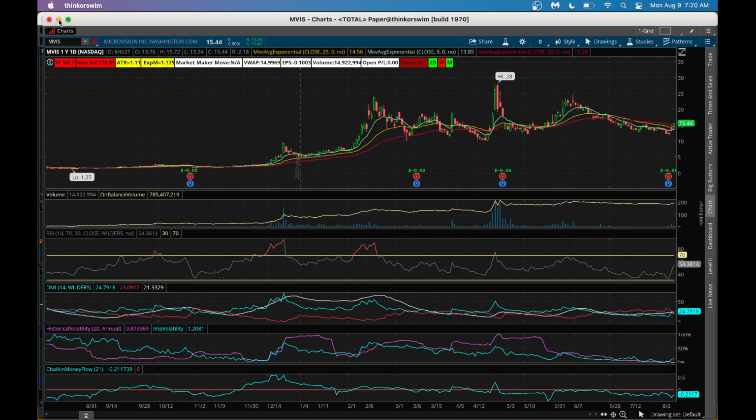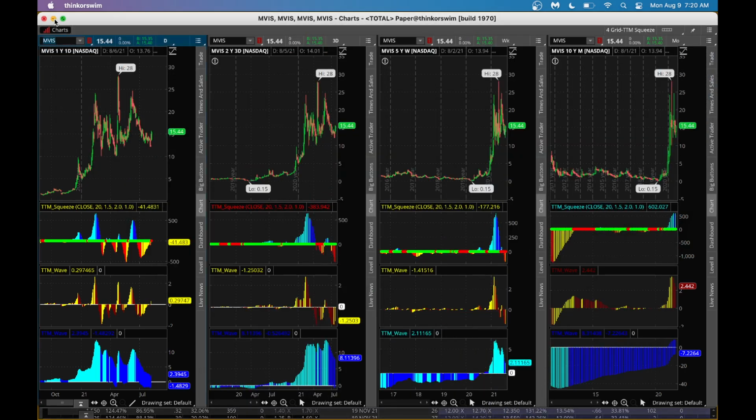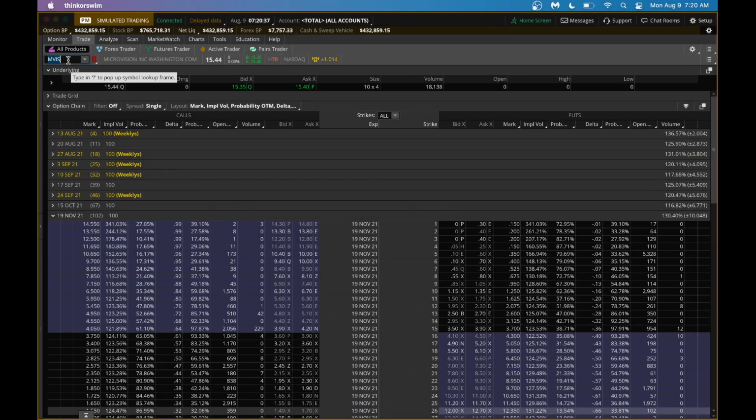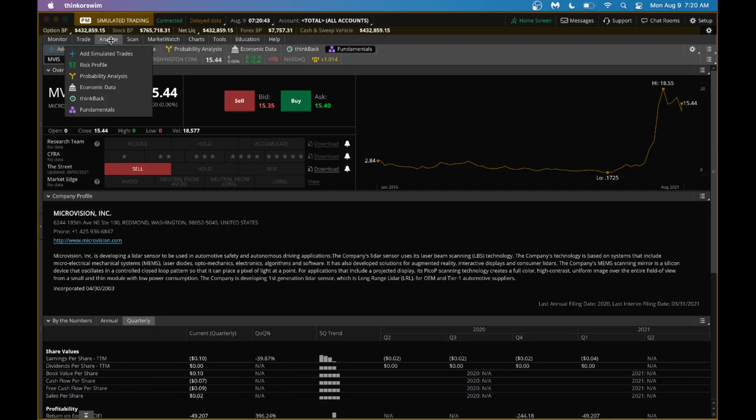So with that, let me go into the option chain here and go to MicroVision. For the folks who don't know what MicroVision does, you could also look at Analyze here and look at the company's history. It's developing LiDAR sensors used in automotive safety and autonomous driving. I think that's very good. These days auto stocks are catching up. I think it's good to invest in these types of companies when the time is right.